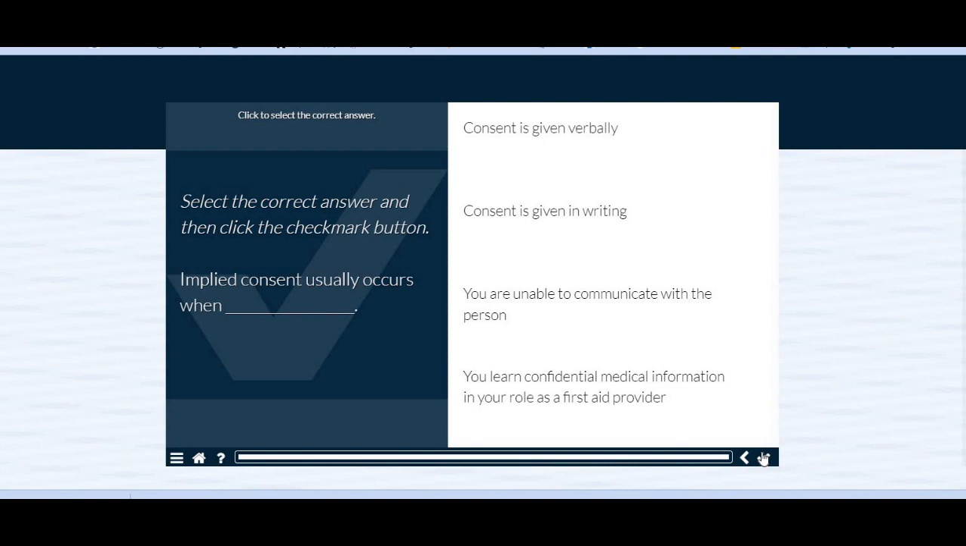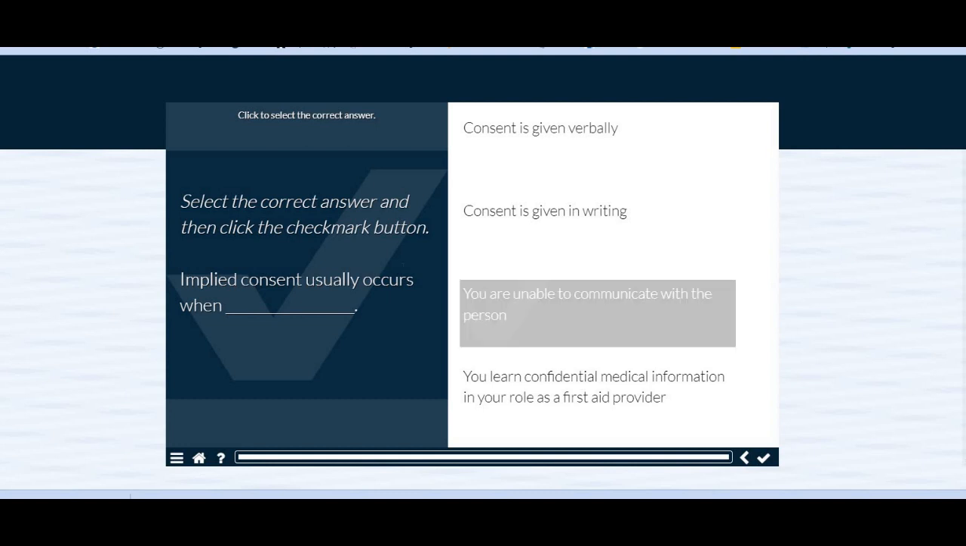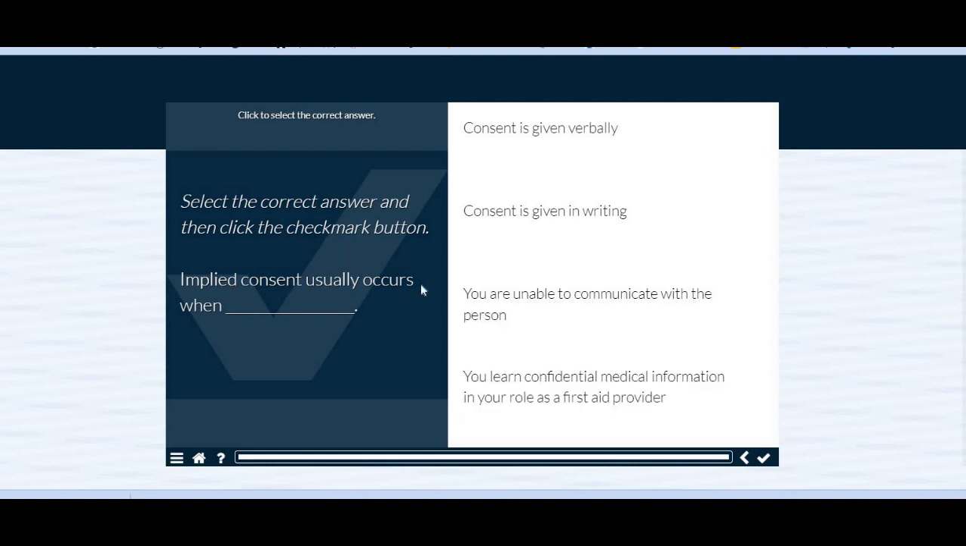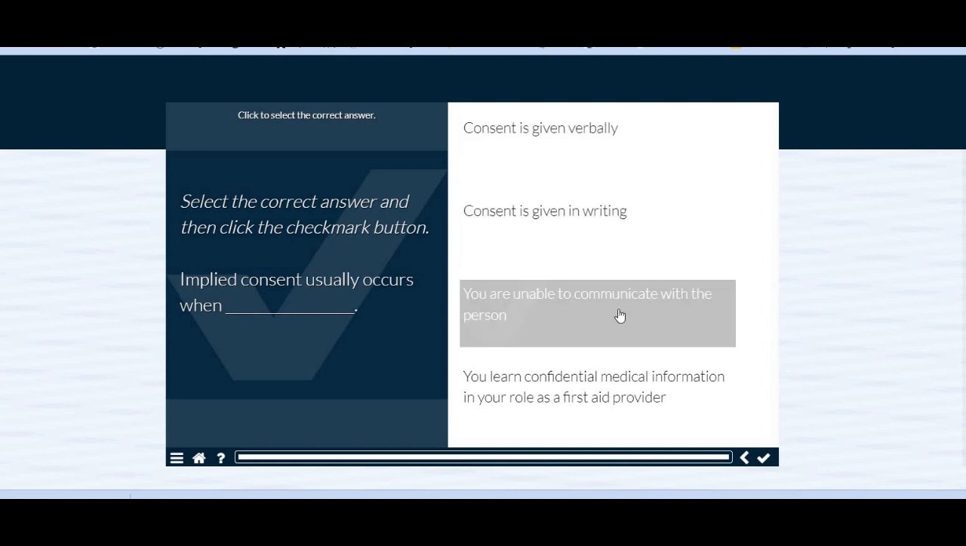Complete this review question to check your knowledge. Implied consent usually occurs when consent is given verbally. Consent is given in writing. You are unable to communicate with the person.